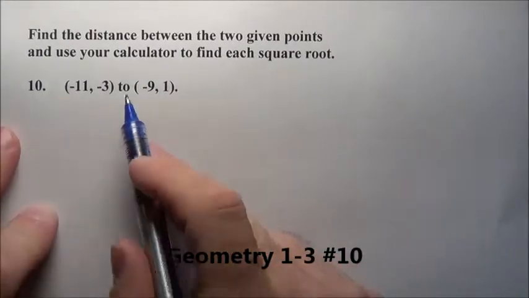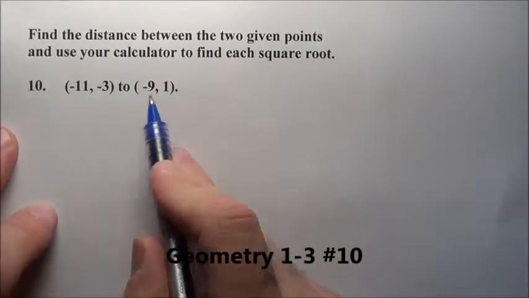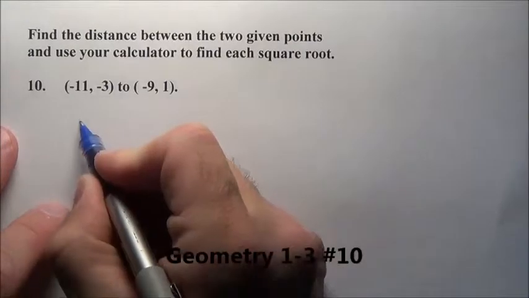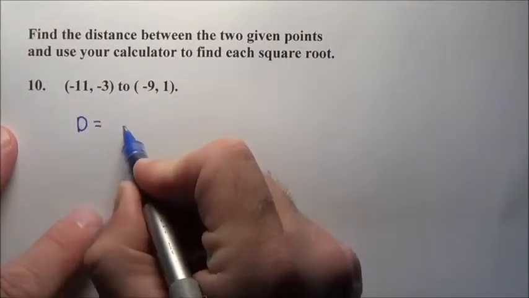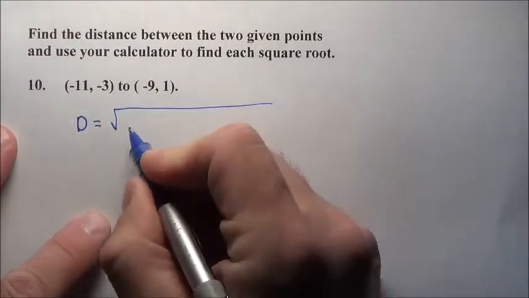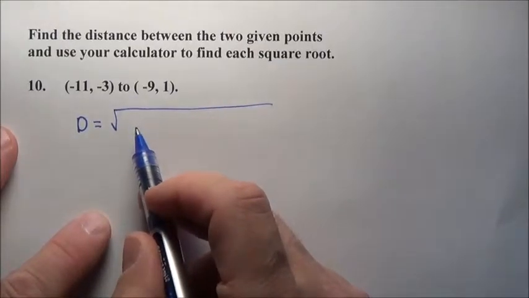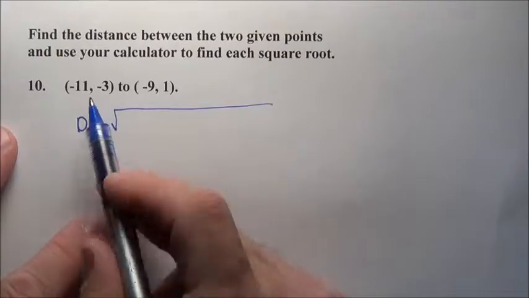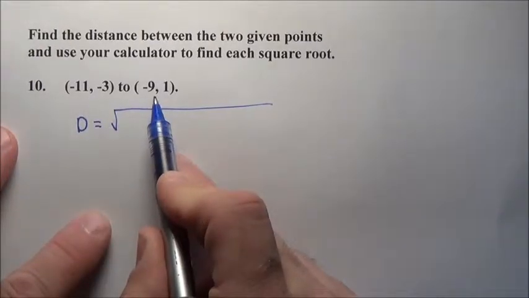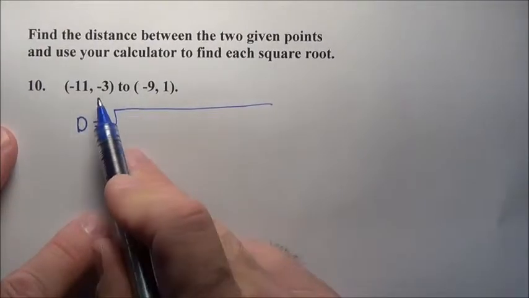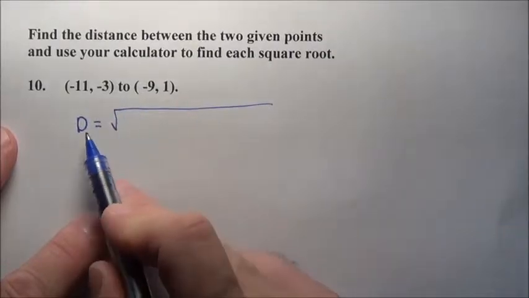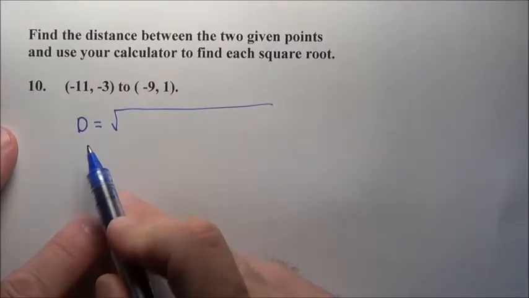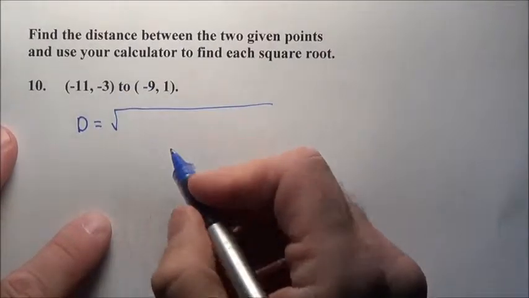Here's problem 10. It's asking for the distance between this point and this point. Now, we simply would use the distance formula as soon as we see that. If you go back and look at the video for problem 8 in this section, I showed you how it works: you just plot this point, make a right triangle, and use the Pythagorean theorem, which is what this distance formula is. I explained that in problem 8 if you want to go back and see that.